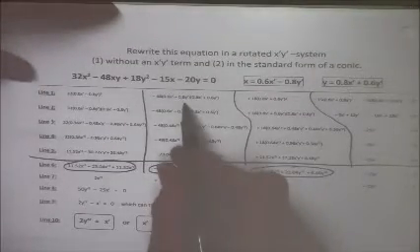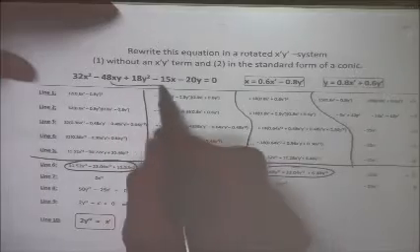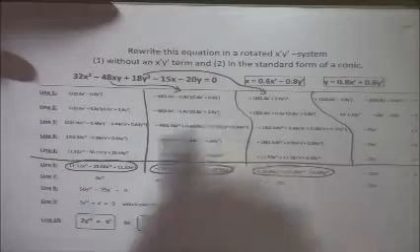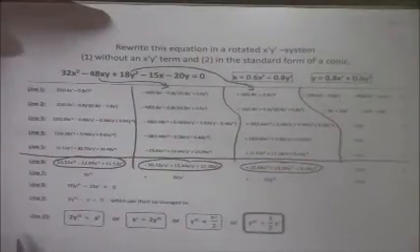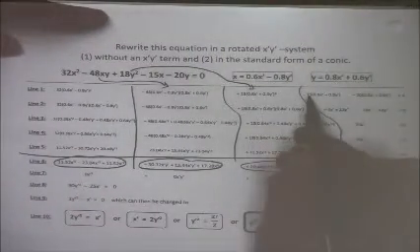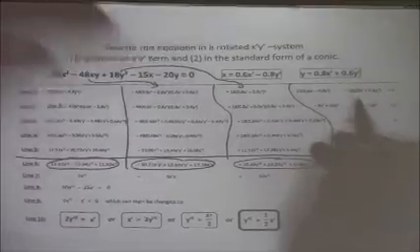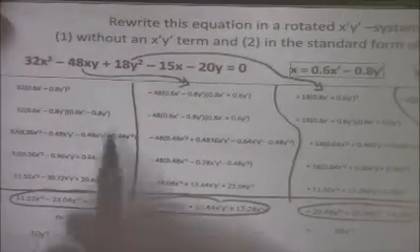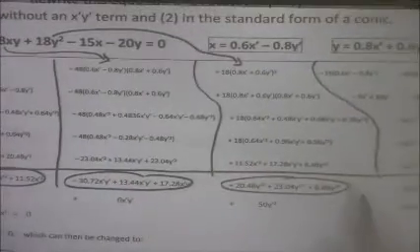So this one is the negative 48xy, and this one is the 18y squared. And then the negative 15x and negative 20y. But what's really nice now, you notice that things start canceling. So if you prefer doing it in decimals, you can do it in decimals, and they all cancel out.